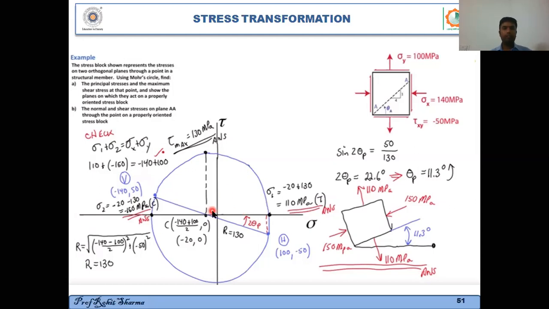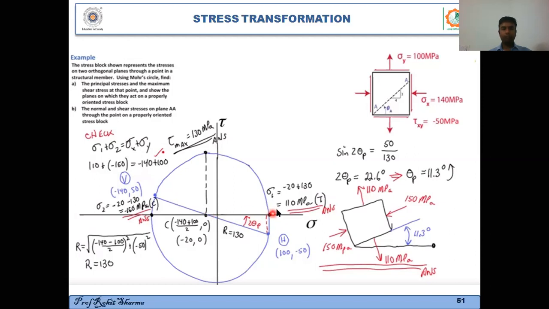Similarly, you can find out the value of sigma 2, right? So sigma 2 will represent the value of the minimum normal stress, right? I'd just like to go back to the calculation of sigma 1, right? This is the center of my circle. So this distance, from this point to this point, this is the total radius, right?